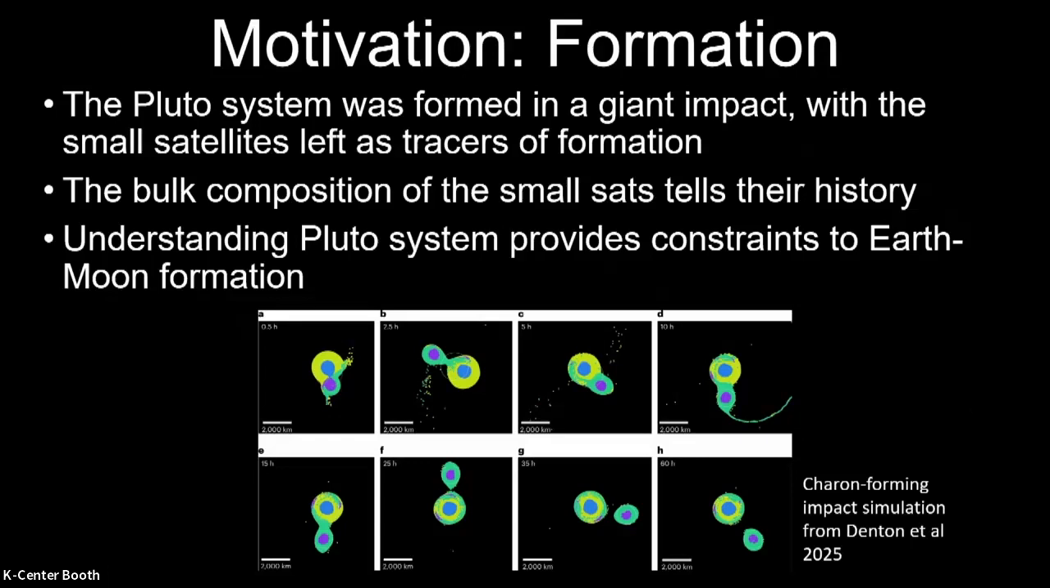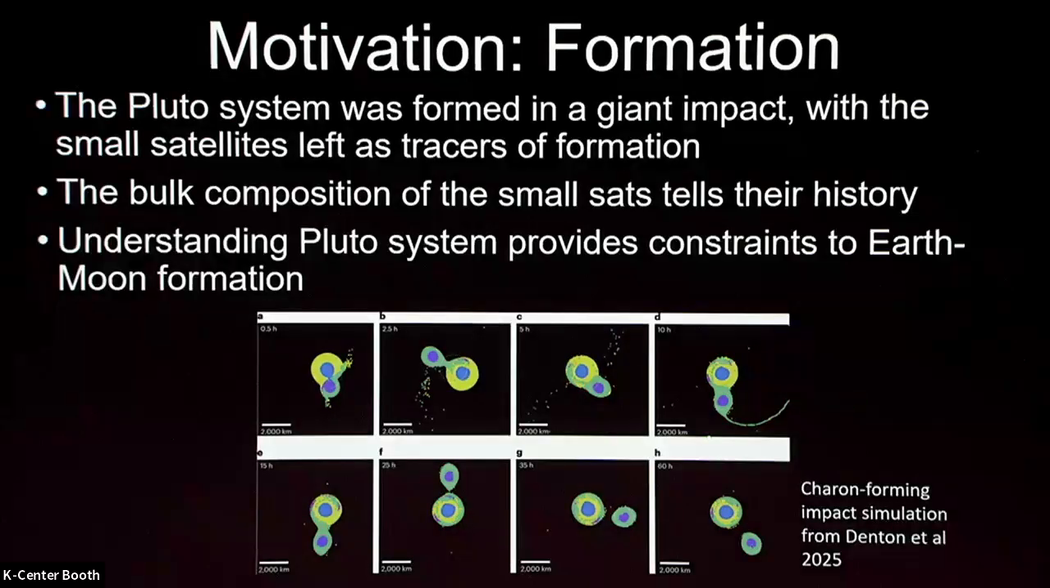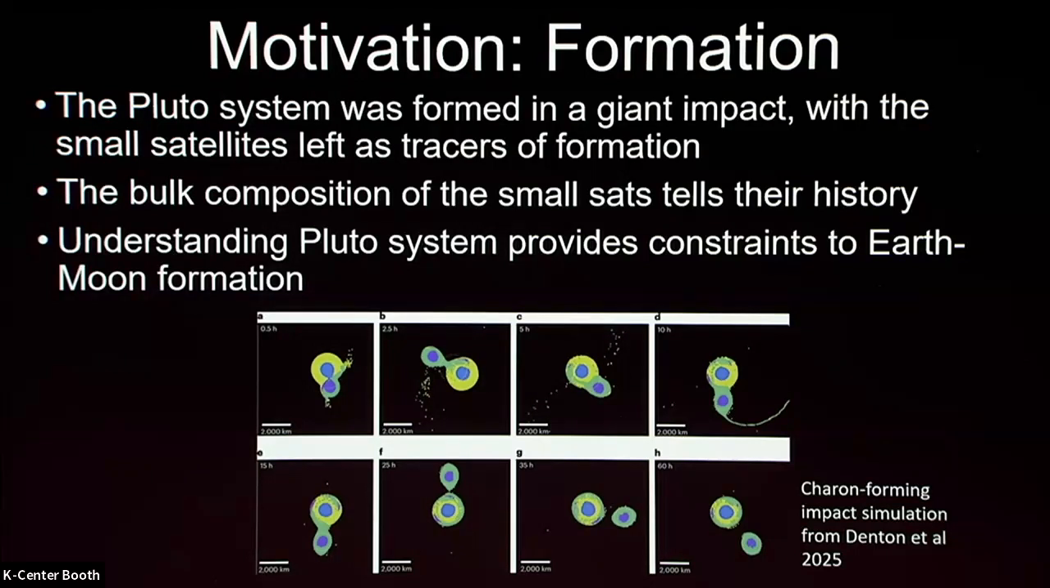So the motivation for understanding what the densities of the small satellites are is just understanding this formation process. So this is one of Edine's simulations that she showed this morning. But the key factor there is just that little spray going out the side there that forms this debris disk that eventually forms the small satellites.